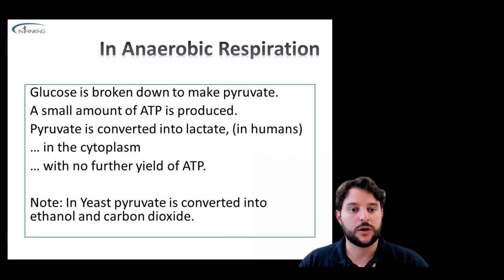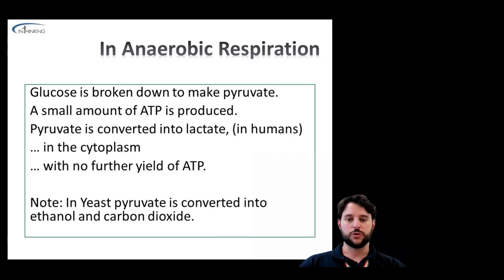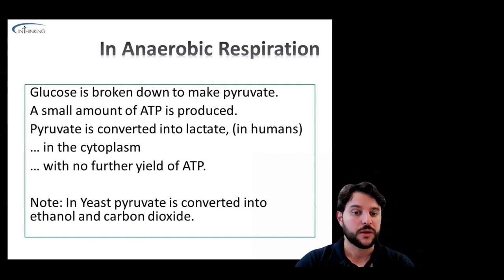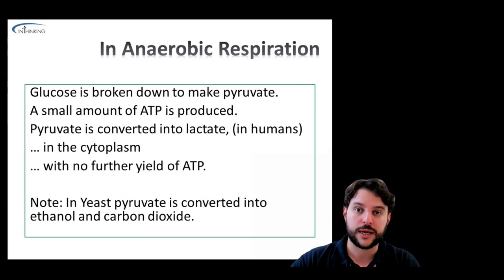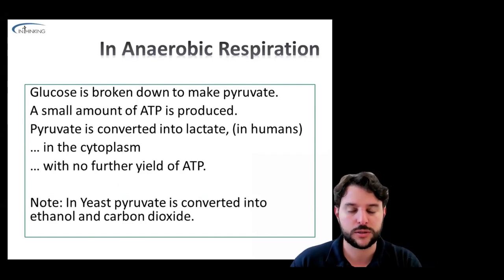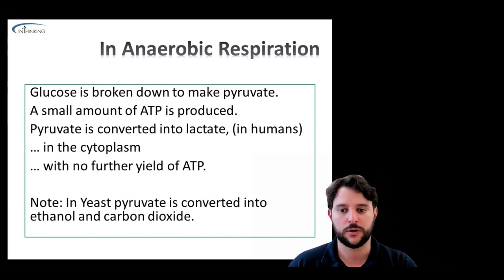But in anaerobic respiration, you don't have oxygen. In humans, you produce a lactate, and then you stop on this molecule, and then it's done. And in yeast, you produce ethanol and CO2. So yeast produce CO2, ethanol, and ATP during anaerobic respiration. Of course, we don't produce ethanol in our bodies.